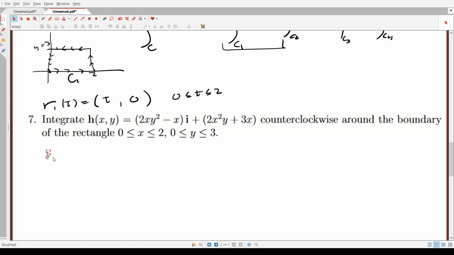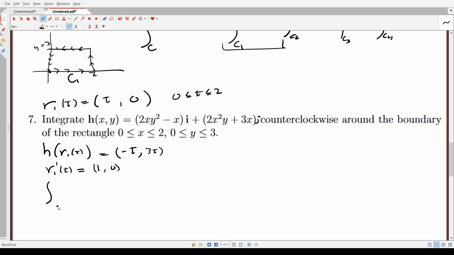So this was h. If I want to put that in terms of r, I have h of r1 of t. So y is 0, so that's 0. We have minus t, and that's 0, so there should be a j there. So that's 3t. Okay, r prime of t is going to be 1, 0. So the integral from 0 to 2, because those were the bounds on t, of h dot dr is equal to the integral from 0 to 2 of h dot r prime, so that's just minus t dt, equals, we integrate that, and we get minus 2.